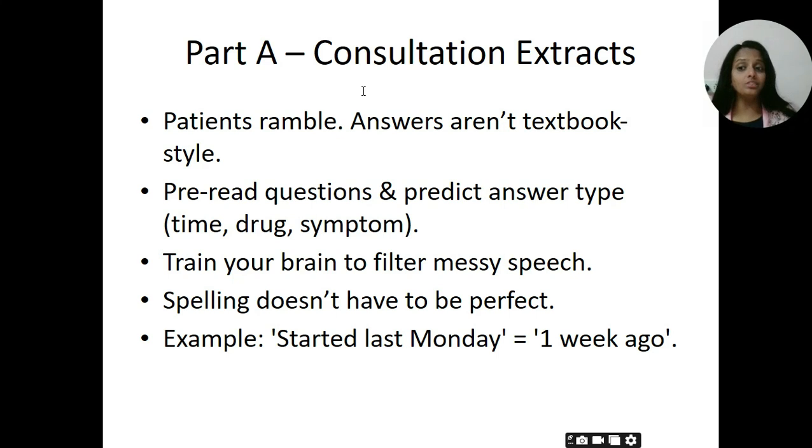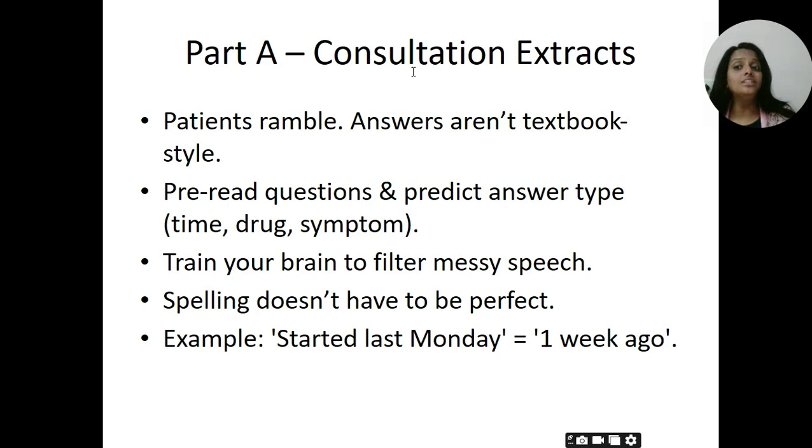Okay. And the next strategy is you have to write fast, but don't panic about spelling. If it's a clear medical term and you misspelled it by one letter, chill. You don't lose marks for that. But if you panic and skip a blank, that's what costs you.